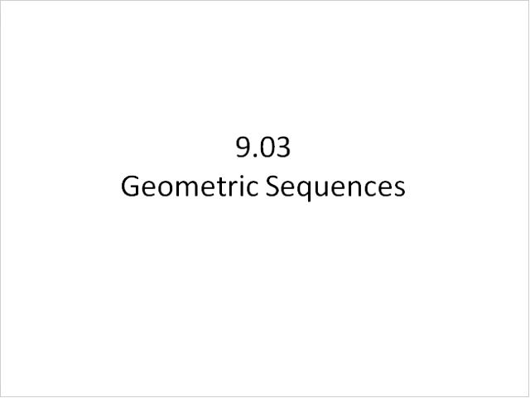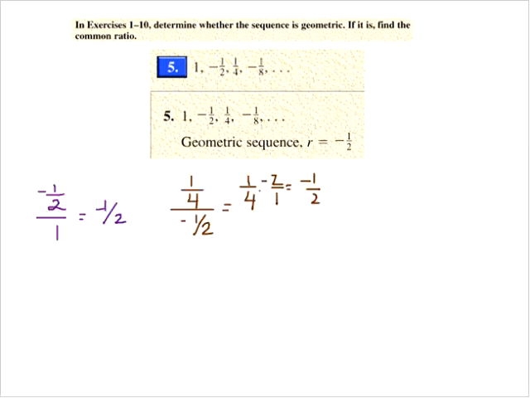This recording is to help you with lesson 9.03 on geometric sequences. Now, we were talking about arithmetic sequences, where we added or subtracted a number to get to the next term in the sequence. Now with geometric, we are going to multiply. And we can multiply by an integer or we can multiply by a fraction, because remember, multiplying by a fraction is the same thing as dividing. So that's why we can multiply or divide to get to our next number.